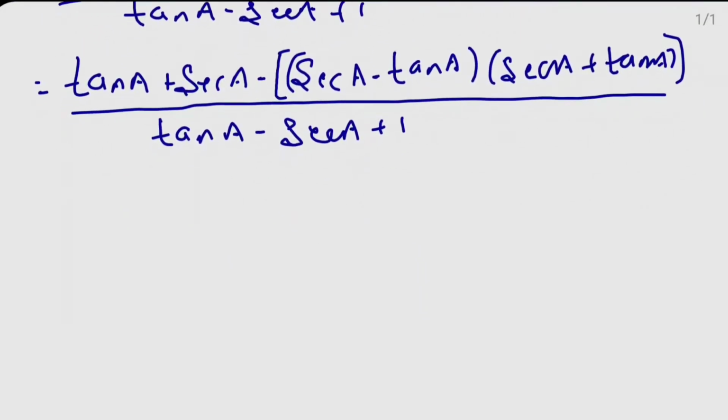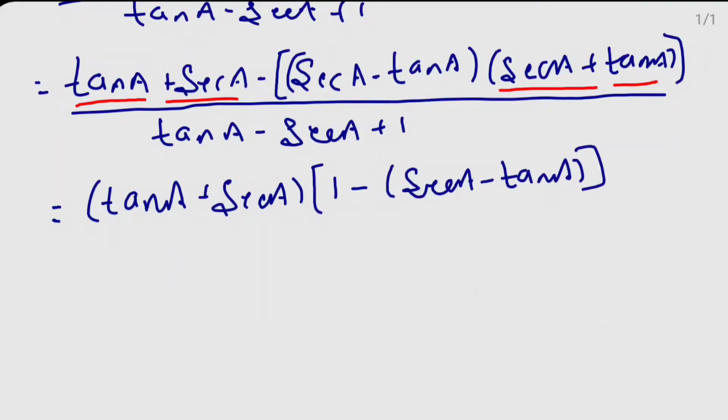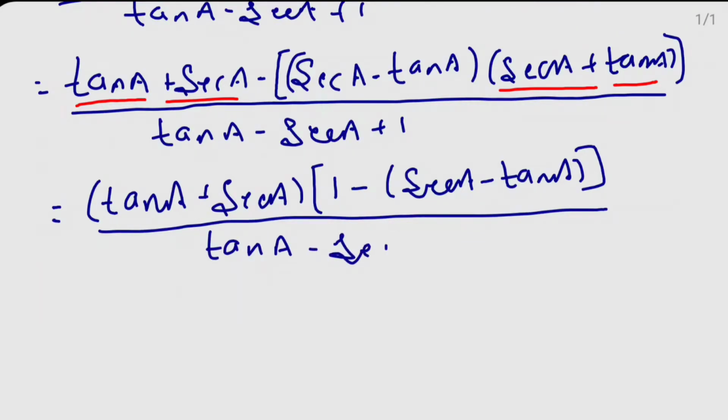And here look, here is tan a plus sec a, and here also sec a plus tan a, both are same, so these two terms are same, so take outside. So it will become, here I will take tan a plus sec a, and the remaining term 1 minus, in a bracket, sec a minus tan a, and this divided by tan a minus sec a plus 1.